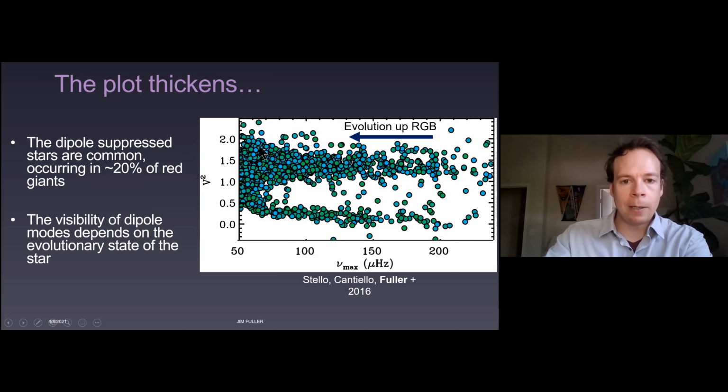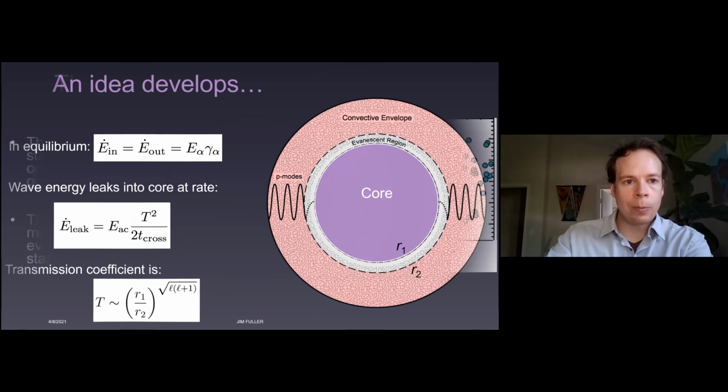What's plotted here are the visibilities, or the amplitudes, of those dipole modes in many different stars. Each one of these dots is a different star where Dennis Stello measured the power in the dipole mode as a function of nu max. So you see two very different groups of stars here. There are the ones with normal power up here, and the ones with much less power in their dipole modes down here. About 20% of stars are in the second branch. So whatever's going on was pretty common.